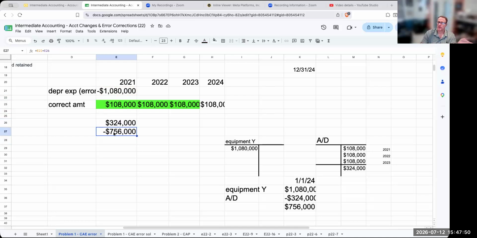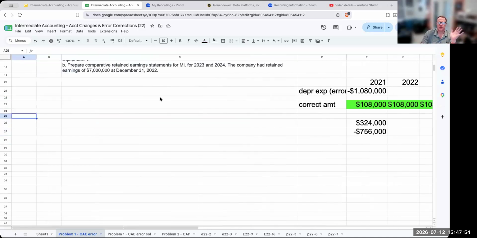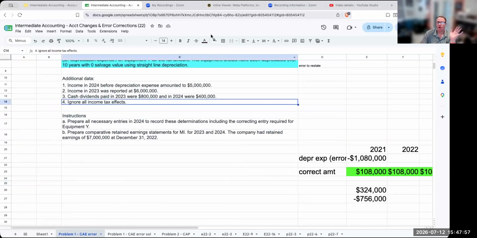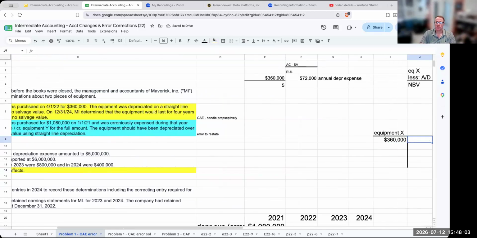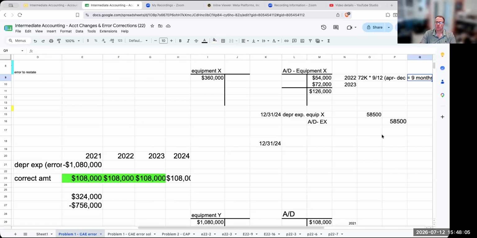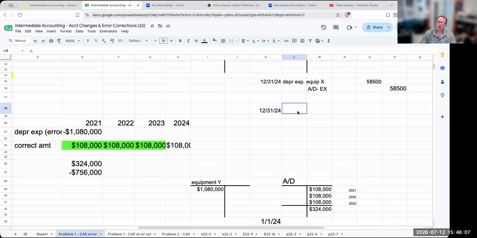But I've effectively overstated my expenses by 756,000, because over the period of time I should have taken 324, but I took 756. Now, this question is really important: it says we are going to ignore income tax effects. This is really, really important. So for 2024 relating to equipment Y, the first entry I would make is to bring this equipment back to life.